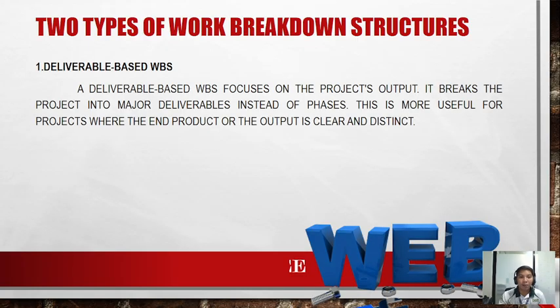For example, for a school website project, some of the major deliverables are website design, homepage, student portal, database, and final website. In simple terms, it focuses on the final outputs or the result. That is all about deliverable-based work breakdown structures.